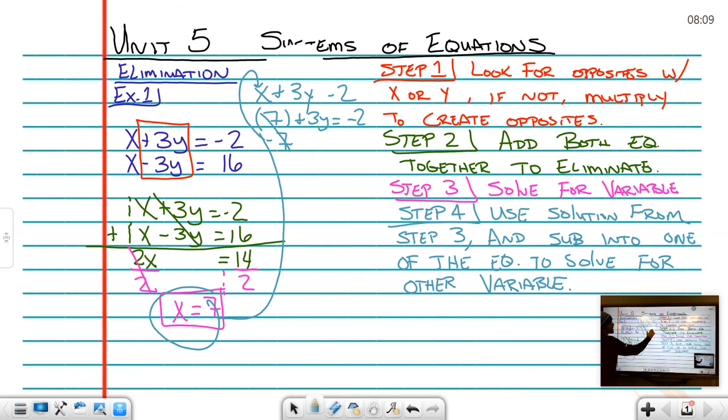Subtract 7 from both sides. Bring down what's left. 3y equals -2 minus 7 is -9. And then my last step, divide by 3. Divide by 3. Y equals -3.